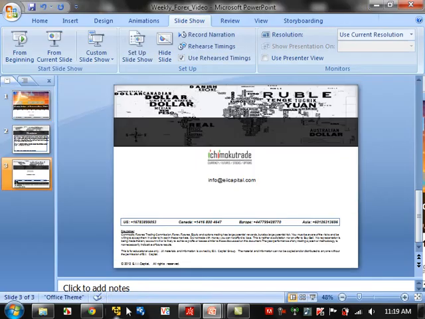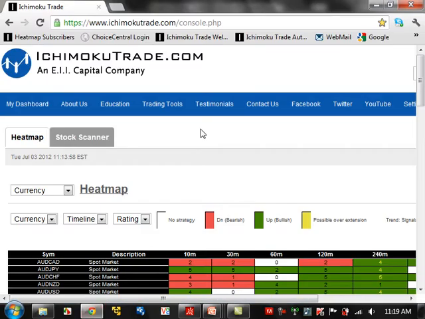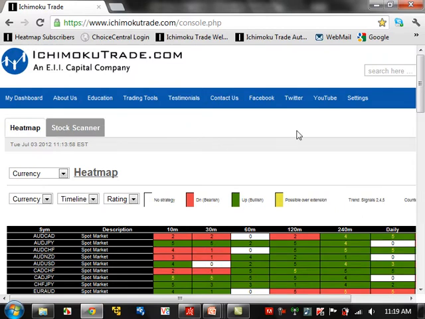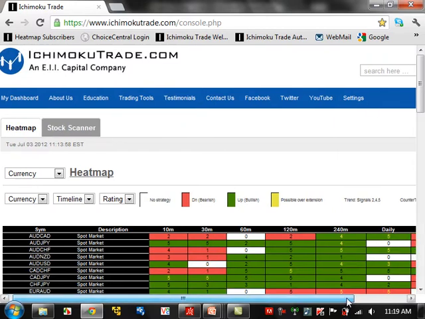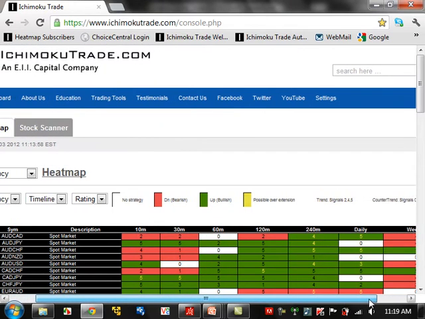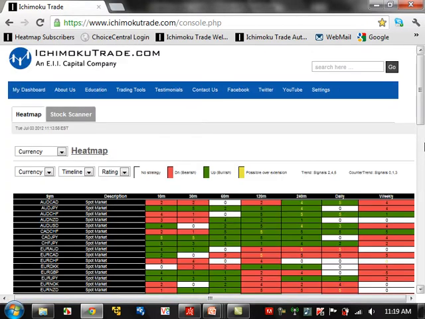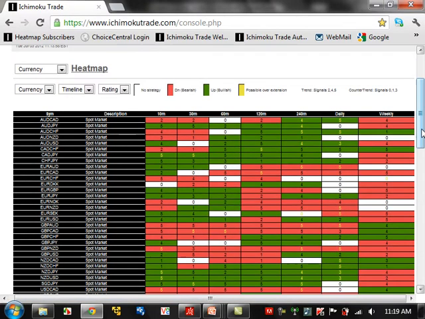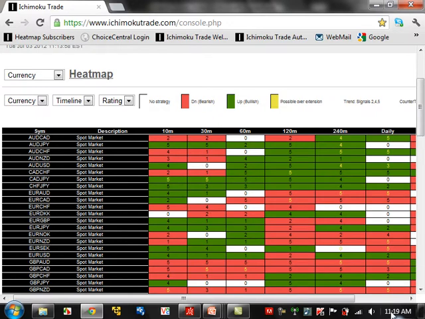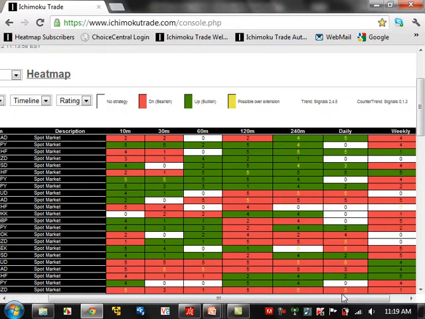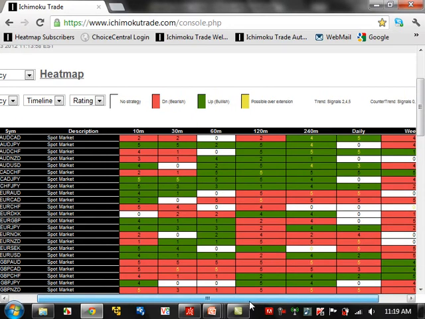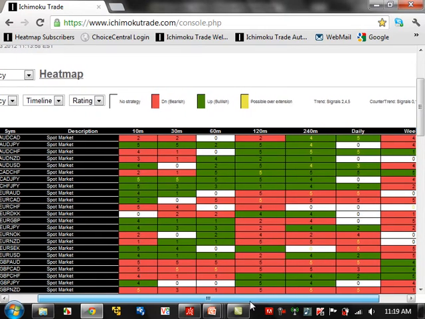Okay, so let's begin and let's go straight to the heat map. And let's shrink this down and bring this over a little. If you don't know how the heat map works, you could go to our website and you could see how it works there. And what we're doing is we're looking at the daily time frame here. I'm going to shrink this down a little here.